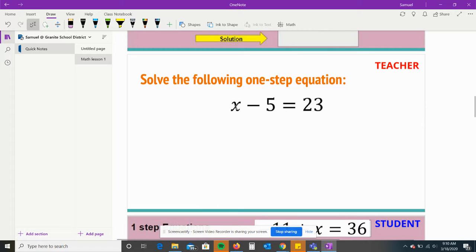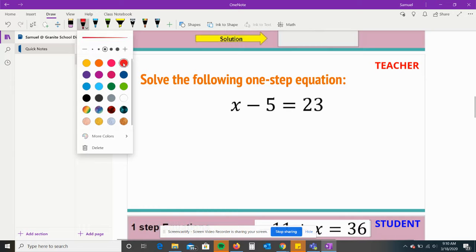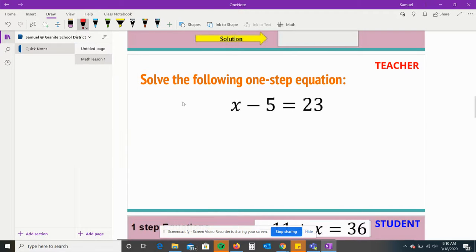Well, we always think, what is the inverse operation? What is the opposite of what's being done? Well, what's the opposite of subtracting 5 or taking away 5? Well, we think about it and we say, well, the opposite of subtracting 5 would be adding 5, right? So then we say, okay, I'm going to add 5.